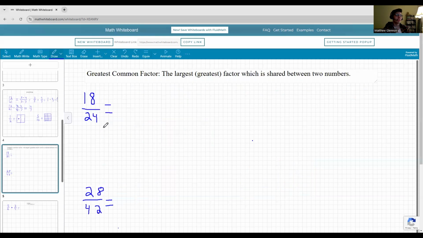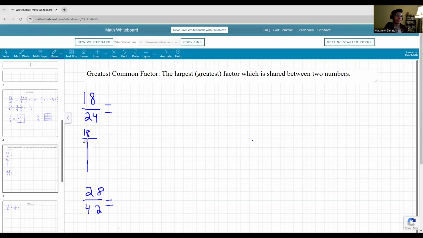Now, first, I'm going to go into the definition of a greatest common factor, and it actually uses each one of its words in the definition. All it is, is the largest or greatest factor which is shared between two numbers, or if you want to say it, a factor which is in common between two numbers. Now, with that said, how do we find the greatest common factor? Well, what we do is we look at a fraction, say 18 and 24, and we find all the factors of one of those numbers. I'm going to do 18.